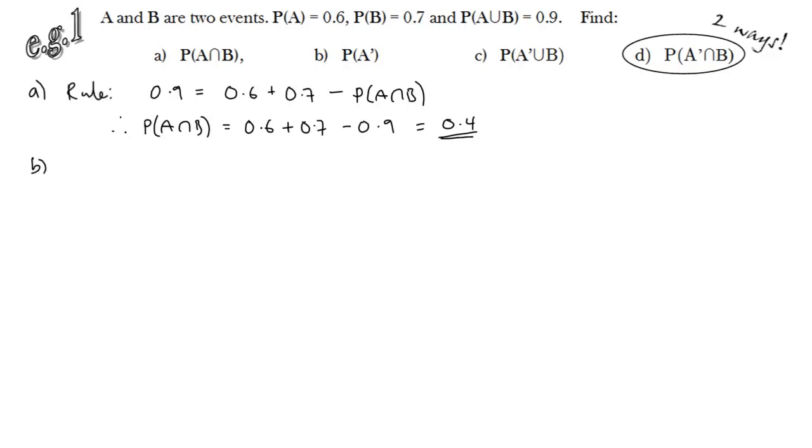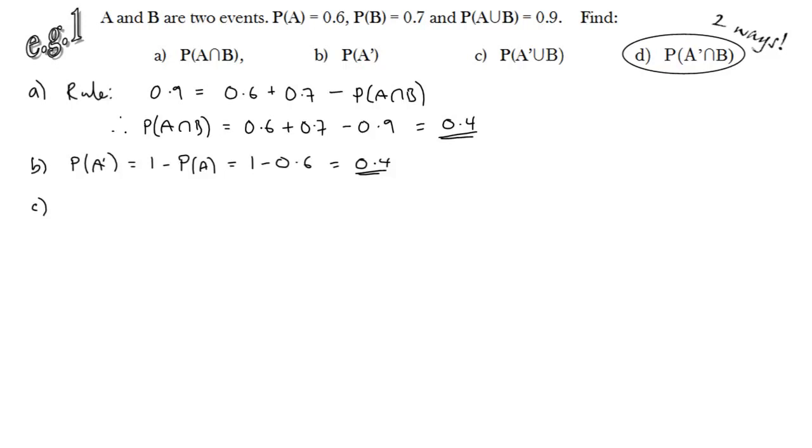Part B is even easier, quite trivial really. The probability of not A is always 1 minus the probability of A. There are other ways to work it out, but if you know the probability of A, that's by far the quickest. So subtract 0.6 from 1 and you get 0.4.